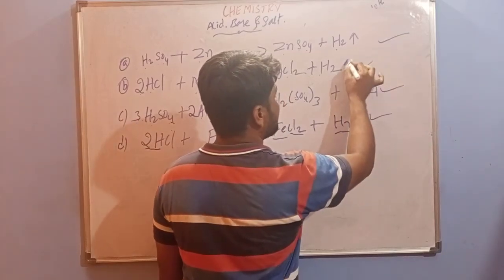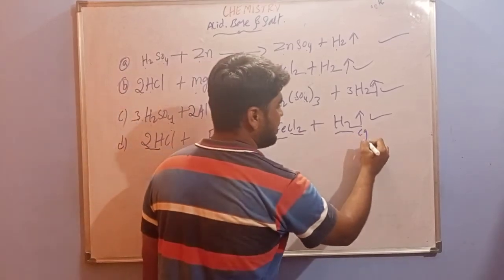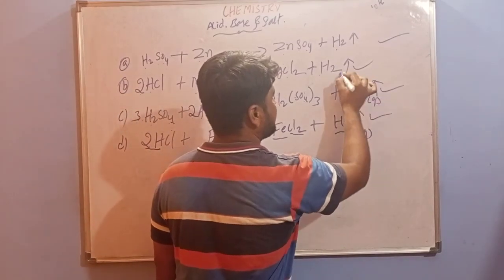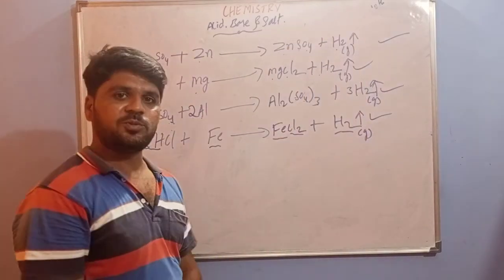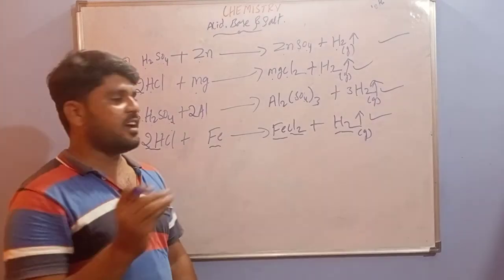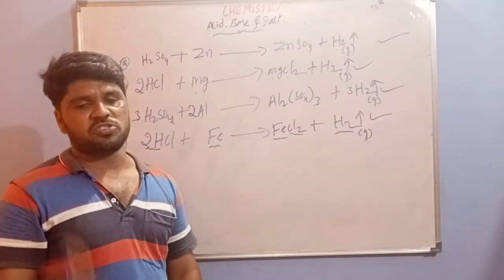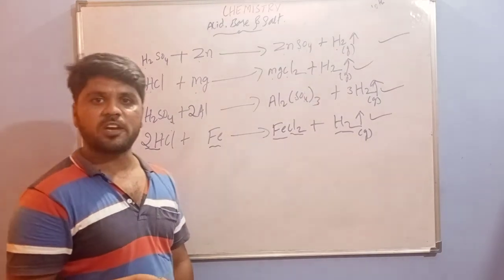The hydrogen we have to show with an upward arrow mark, because it is in the gaseous state. This gas evaporates out. Okay, this is all about today's class. We have completed the 5 questions now. In the next class, we will discuss the further questions. Okay, thank you.